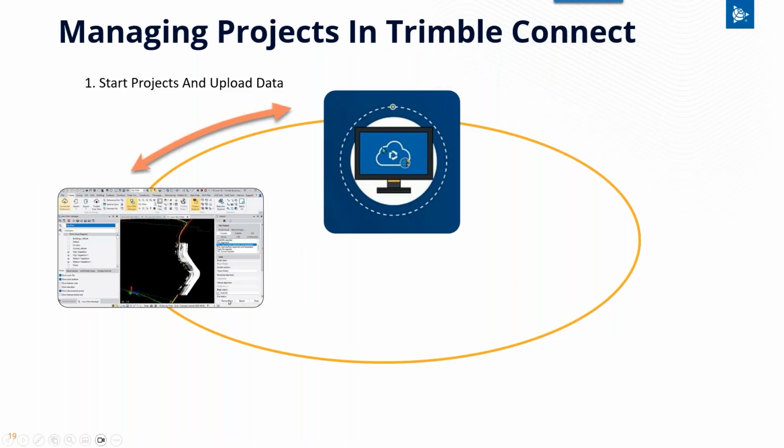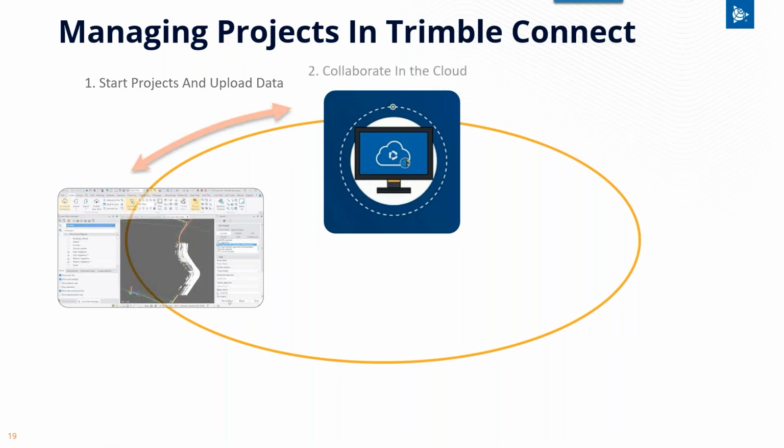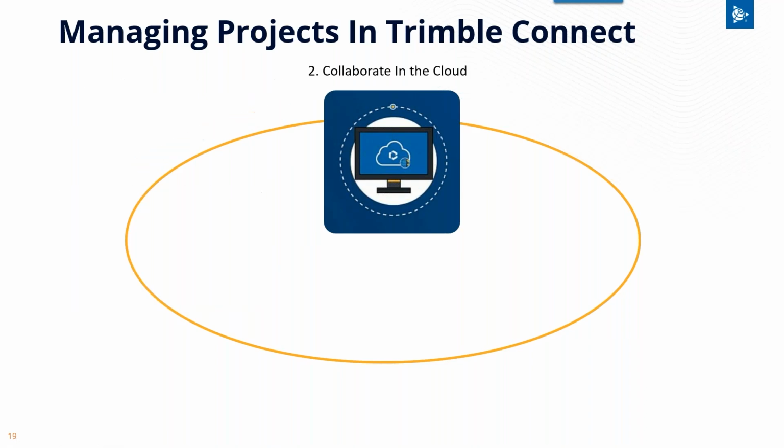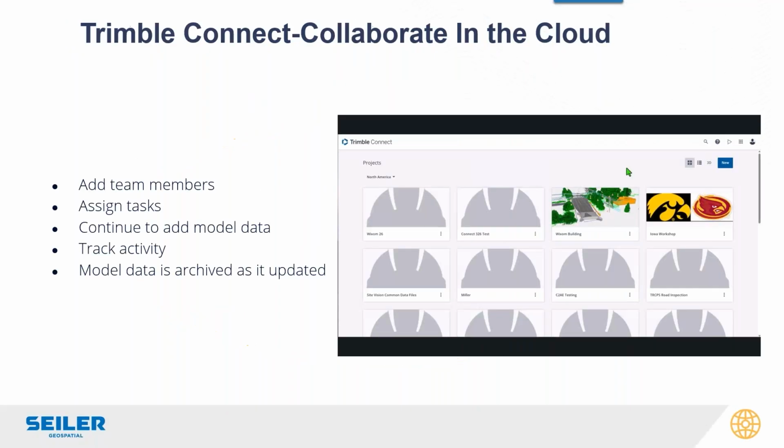So, a typical project will probably bounce between the cloud and TBC. We're probably a couple people collaborating on this. But let's say, okay, we've got our design kind of set for what we want to do in the field. So now we're gonna go up to the cloud and just make sure that everyone is involved in the project that we need to be. So we're gonna collaborate in the cloud. So here's where we're gonna add team members, assign tasks, continue to add model data, and there are ways to track activity, especially the model data. And if you upload different versions of models, they are archived. So we'll get into that.